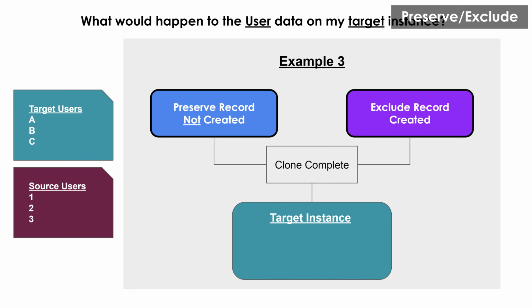In example 3, I do not have a preserve record for the sysuser table, but I do have an exclude record. After the clone, I'm left with a completely empty sysuser table. In this last example, I don't have a preserve record, nor do I have an exclude record. This means that after the clone, I only have the source instance users and no target instance users remain.